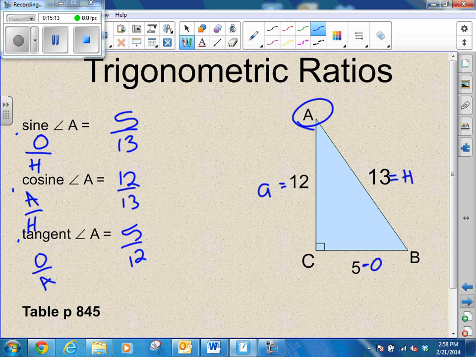Let's go to page 845 in your book and look at that table real quick. Our trigonometric ratios, we usually leave as a fraction. But what does it actually mean to have a fraction? What operation do you do with that? Division. Yep, you divide. So ultimately, my trig ratios could be written as a decimal.